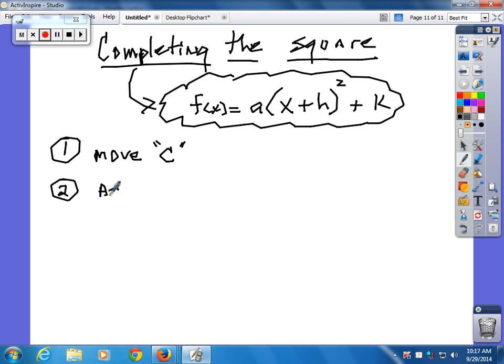2. Add blanks. There's several ways to teach completing the square. This is the way I teach it because it's called the zero principle method. And I teach it this way predominantly because any other way I've found is more complicated for students to get.